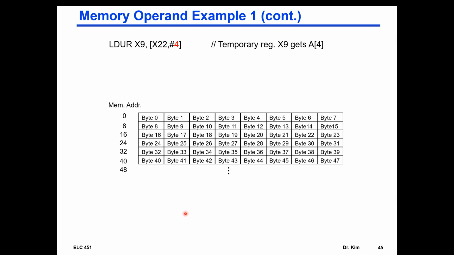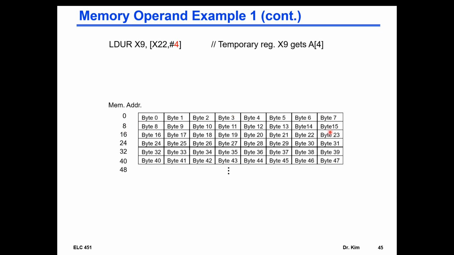But from a memory perspective, the memory looks like a continuous data structure that is numbered by bytes. So this is byte 0 all the way to byte 7. This is byte 8 all the way to byte 15. So bytes 0 through 7 represent the first element of the array, element 0.